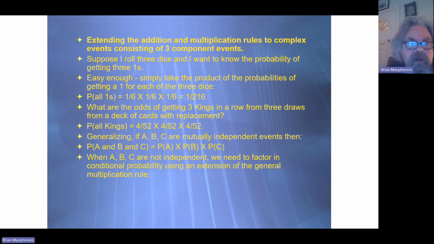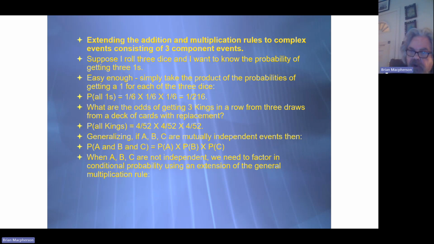So as I say here, extending the addition and multiplication rules to complex events, right? Where you have 3 component events. Now things get a little more complicated, right? It's still okay, but so here's an example. Suppose I roll 3 dice. Let's say simultaneously, they don't collide, and I want to know the probability of getting 3 ones.